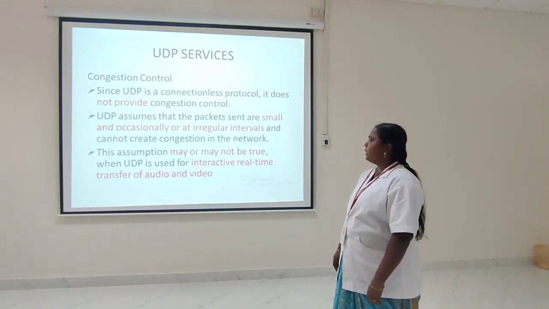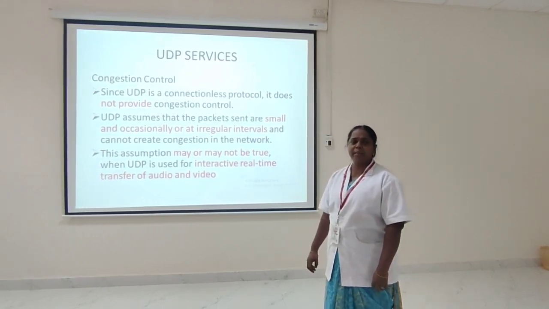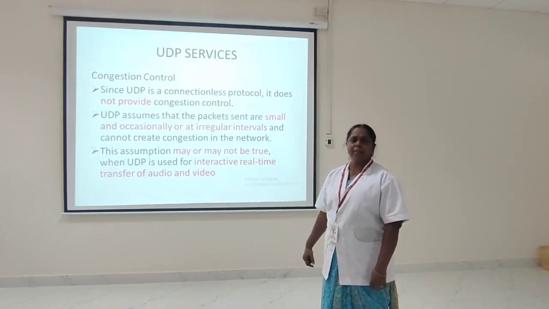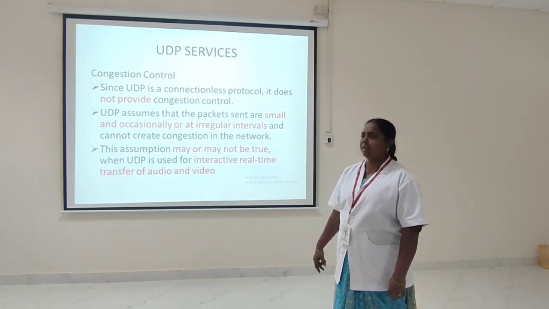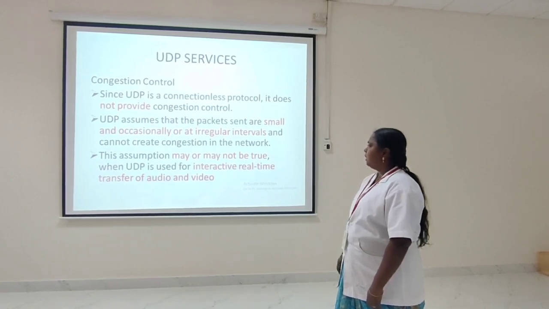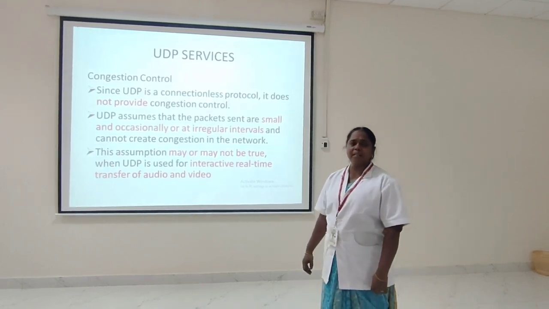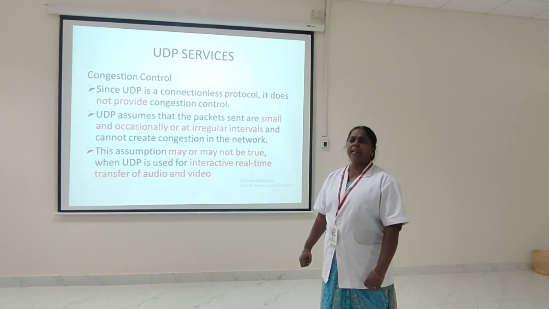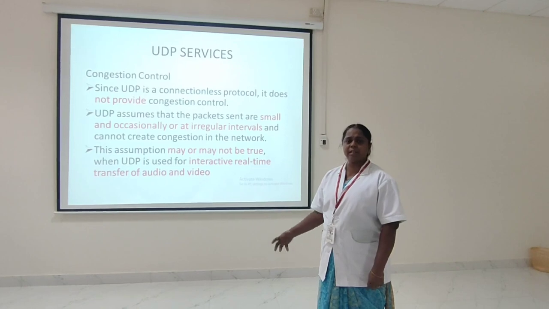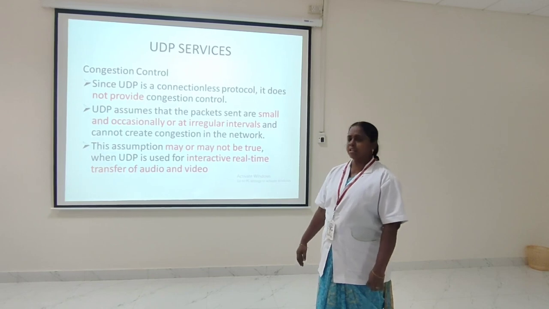Congestion control. Since UDP is a connectionless protocol, it does not provide congestion control. As I said, connection-oriented means the data will be delivered in order. Congestion may occur there, but this is datagram delivery, so no congestion control is needed in the network. UDP assumes that the packets sent are small and sent occasionally or at irregular intervals, and cannot create congestion in the network. So no order is maintained in UDP, and it sends irregularly through the network. The receiver destination side collects all the packets and waits until all the packets are received at the destination end.